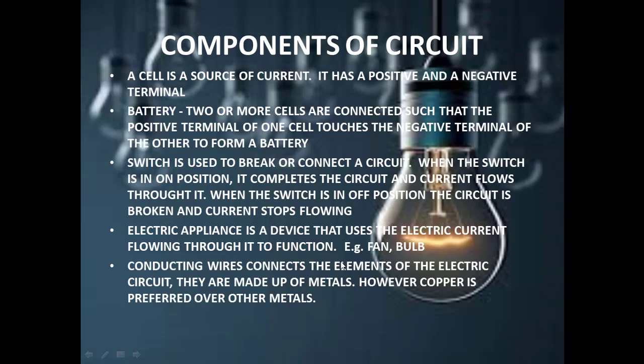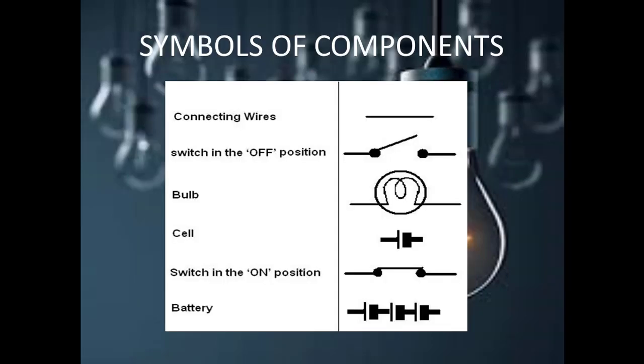Next come the conducting wires. These conducting wires are very important to make a circuit. They are made of metals because metals are good conductors of electricity. You know the meaning of conductor. A material that allows current to pass through it is called a conductor. So metals are good conductors of electricity, and conducting wires are generally made of metals. But copper is used more extensively than any other metal.